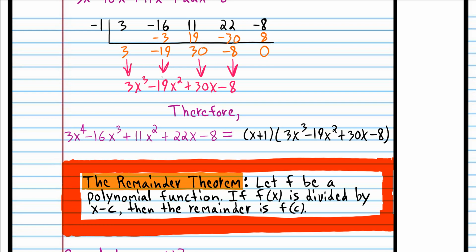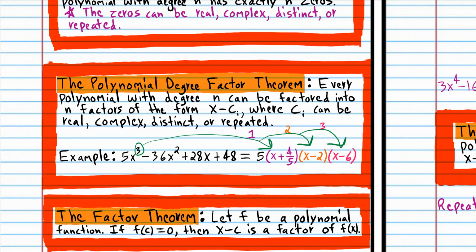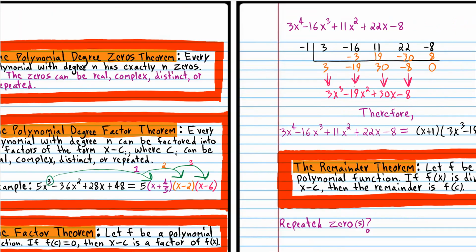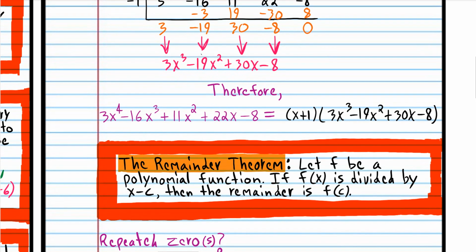Okay, so we factored out x plus 1. And remember, by the polynomial degree factor theorem, we can create 3 more factors, because there's going to be a total of 4 factors, because this is a degree 4 polynomial, and there's going to be 4 solutions. You can see that if you plug in -1, it's going to make this whole thing 0.